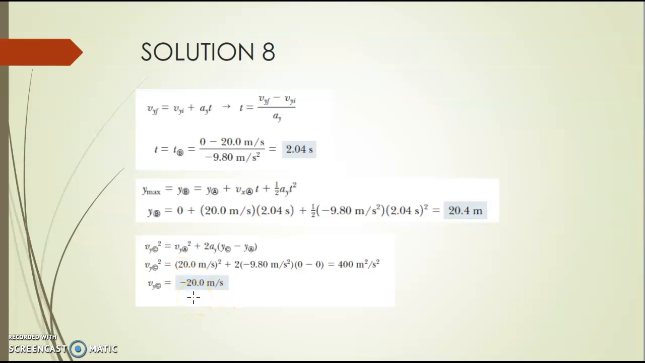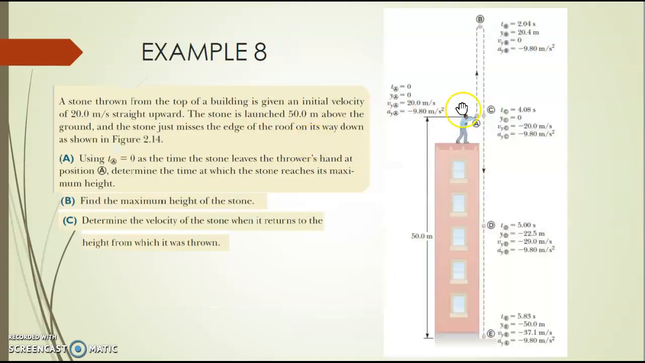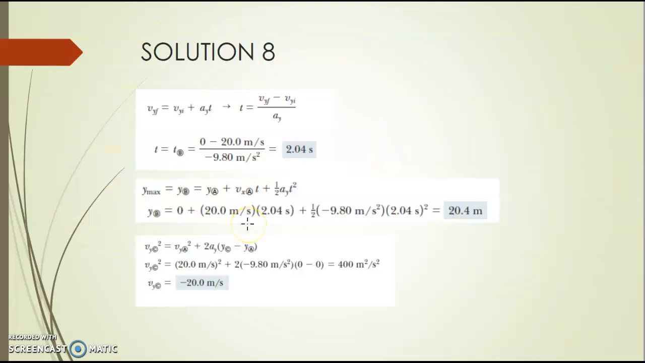Negative stands for the direction because it's going downwards. Okay, isn't it? From point A it goes upward. Okay, but at point B it comes to a stop, and at point C actually the velocity is going downwards. That's why it's negative. And that's all for kinematics in one dimension.